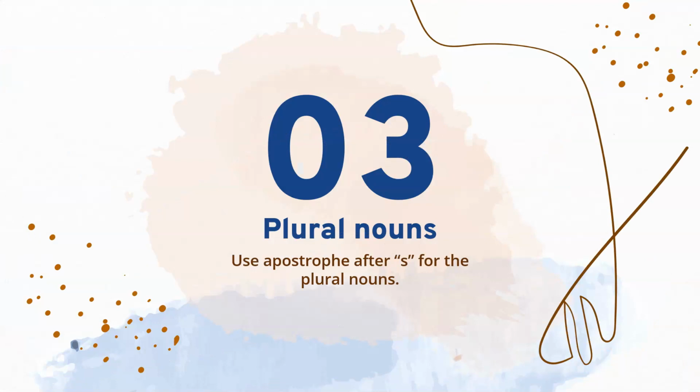Often people make mistakes in this third rule, that is when to use apostrophe when it is a plural noun. We use apostrophe after s for the plural noun. Now whenever we have a plural noun and when we talk about the possession, we use apostrophe after s. Let's look at some examples.